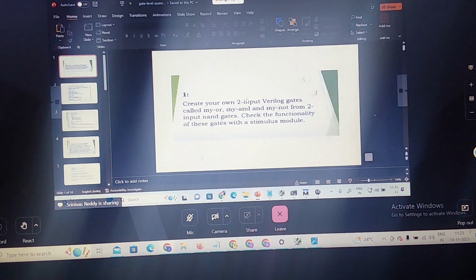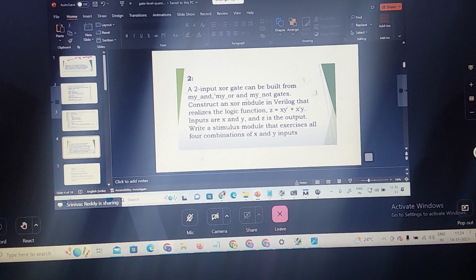I think these questions you can easily create. Create your own two input Verilog gates called my OR, my AND and my NOT from the two input NAND gate. Means you are going to realize the AND gate, OR gate, NOT gate using the NAND gate. Can you understand? Now the next question.